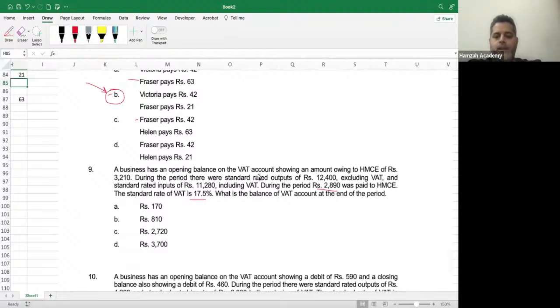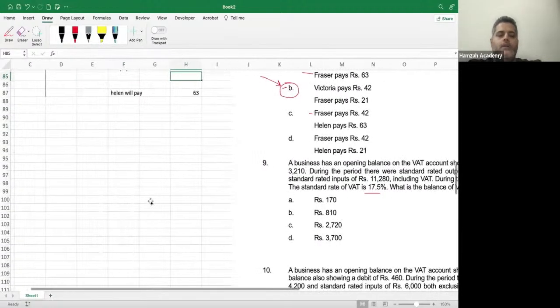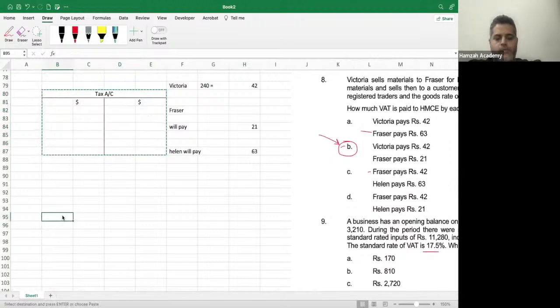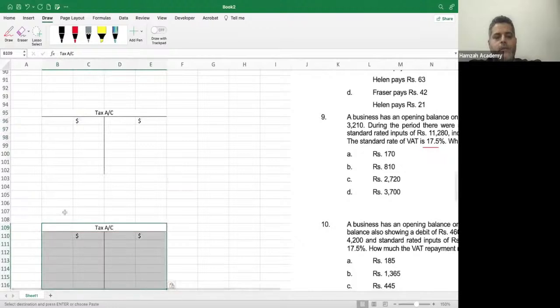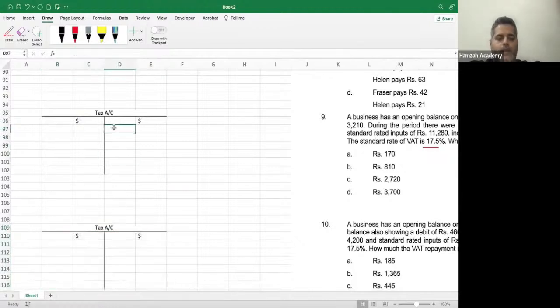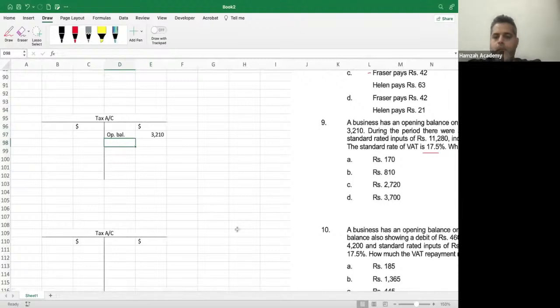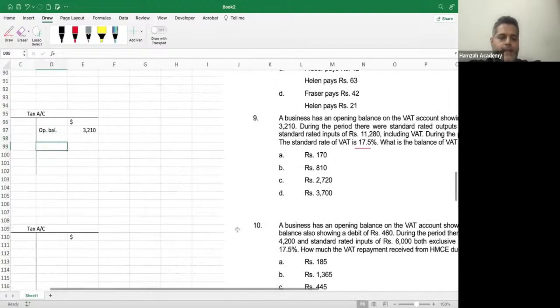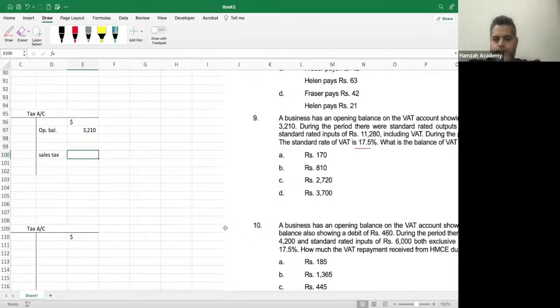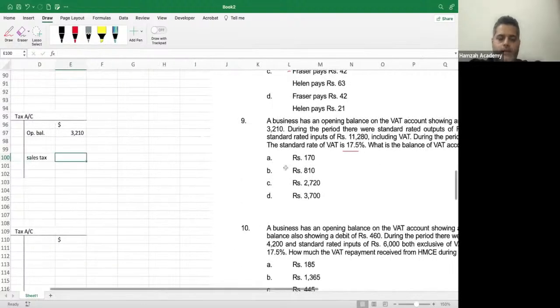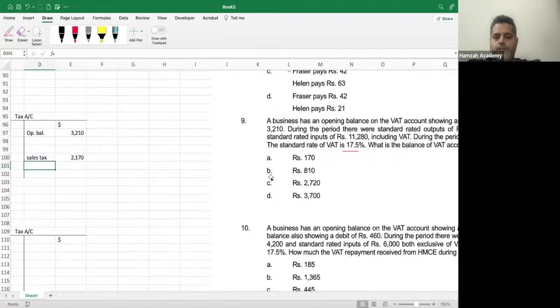Okay, so the opening balance on the VAT account is an amount owing to HMRC. So we are going to have this tax account over here. Amount owing to means the opening balance is going to be over here, 3210. During the period, the standard rated output is 12,400 excluding VAT. So 12,400 into 17.5%, that's 2170.